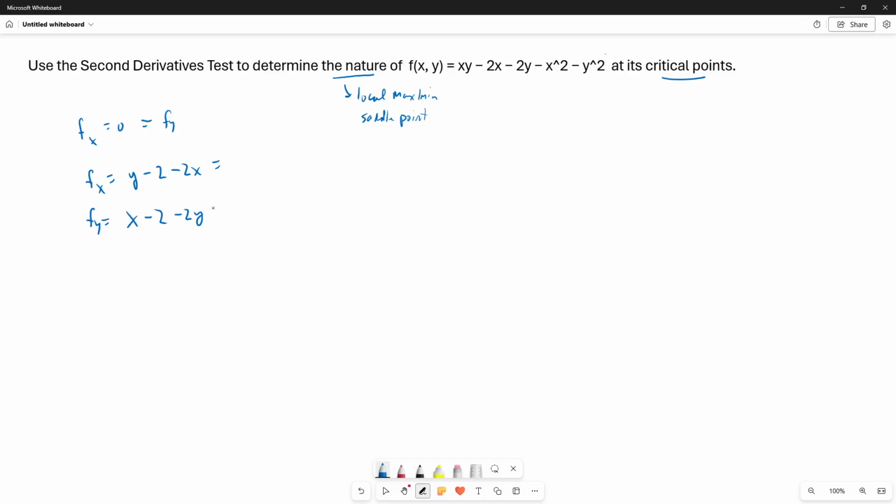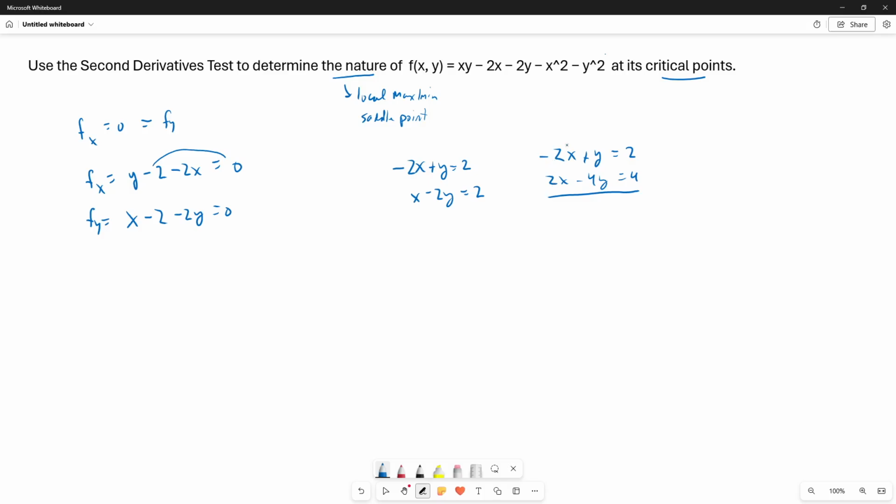So we have to set both of these equal to 0, and that gives us a 2 by 2 linear system. Let's move the constant to the other side. Negative 2x plus y is equal to 2, and x minus 2y is equal to 2. So now to solve this system, let's multiply the bottom equation by 2. Negative 2x plus y is equal to 2, and 2x minus 4y is equal to 4.